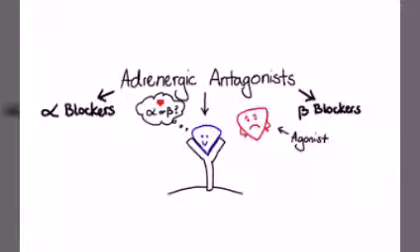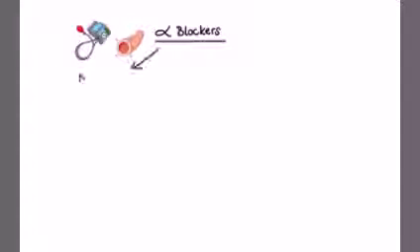So let's start with alpha blockers first. Alpha-1 adrenergic antagonists block the binding of norepinephrine to the smooth muscle receptors, which results in vasodilation and thus lowering of blood pressure. This is why alpha blockers are useful in the treatment of hypertension. Now, alpha blockers can be subdivided into two groups, that is non-selective alpha blockers and selective alpha blockers.